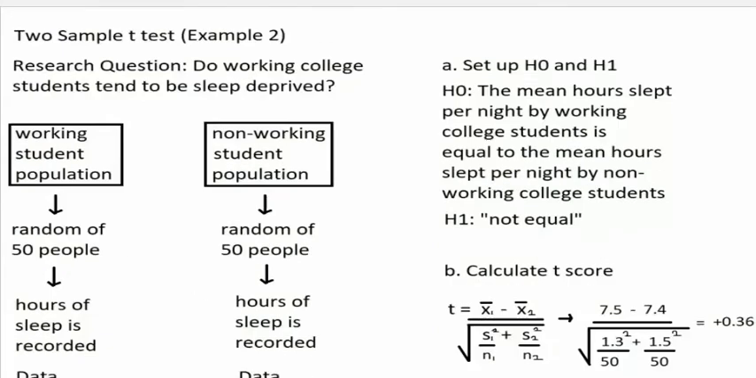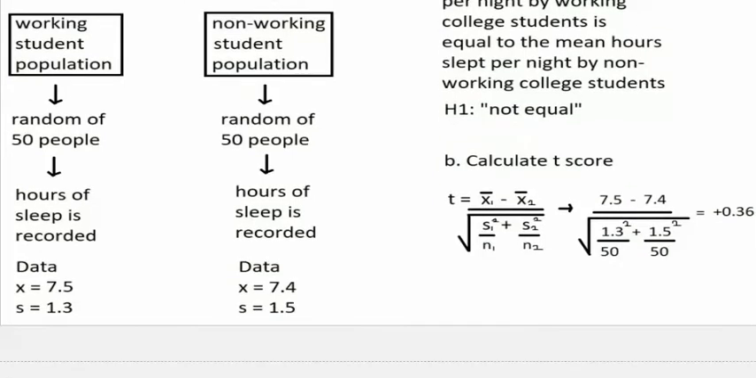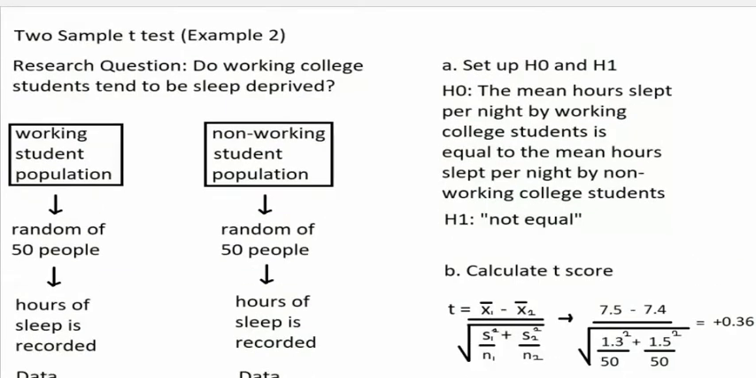Now let's go through a second example. So we have the same research question, but we have a different data set. The mean and standard deviations are different. So our null and alternative are the same because the situation hasn't changed. H0 is still saying that the mean hours slept per night by working college students is equal to the mean hours slept per night by non-working college students. And H1 is the same statement except saying not equal.